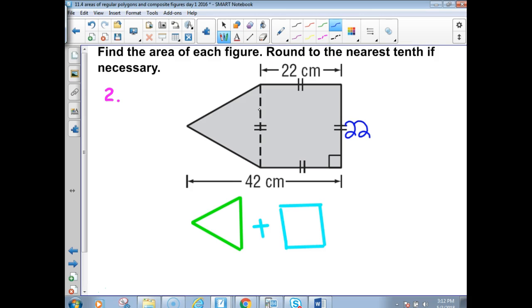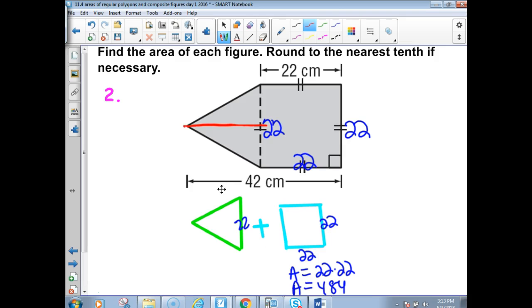Okay, if I got 22 there, remember all of these double slash sides are 22. All I have to do for the area of the square is 22 times 22, or 22 squared. So 22 times 22 is 484. Okay, so that's the square part. Now, I labeled all of those slash sides with 22 on purpose, so that you'll see that the base of the triangle is 22. Now, I need to know the height.